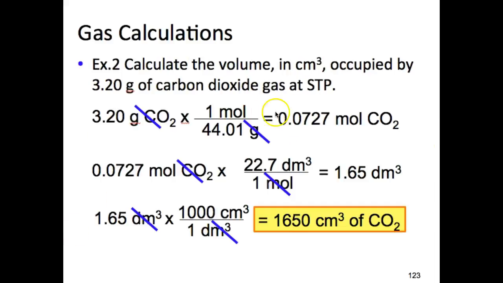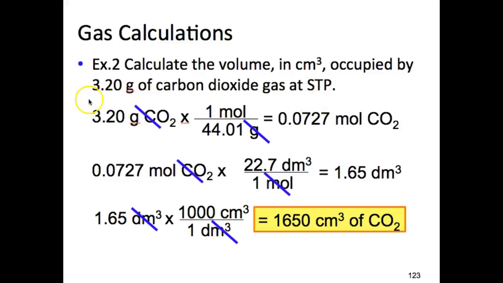Okay, let's look at another example. Here we want to calculate the volume in centimeters cubed. Keep the units in mind always. The volume is occupied by 3.20 grams of carbon dioxide gas at STP. Every time we see a problem that says gas and STP, maybe you want to annotate your paper or write down 22.7 decimeters cubed to keep in the back of your mind. So we start with our given.